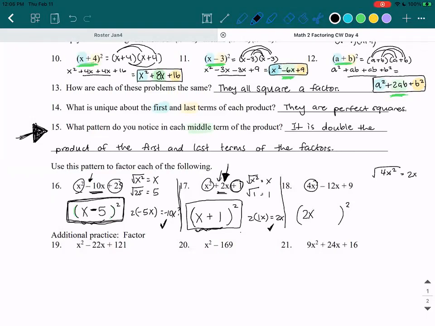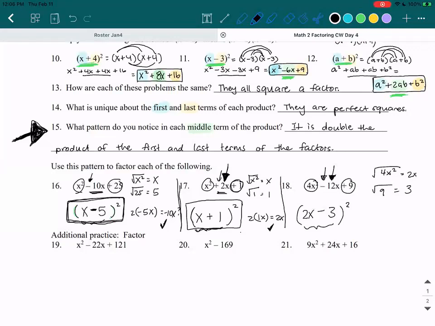And then let's take a look at this number. This is a 9. So what's the square root of 9? That's going to be 3. So I'm going to put a 3 over here. And then for number 18, the middle symbol is a minus sign. So I think it's going to be a minus sign here. And let's double check using the pattern in number 15. The pattern in number 15 says that if you multiply the 2x and negative 3, and then you double that, you should get this middle number, negative 12x.